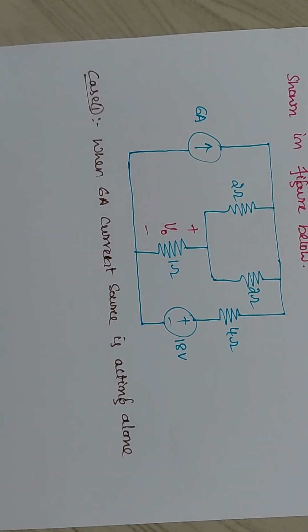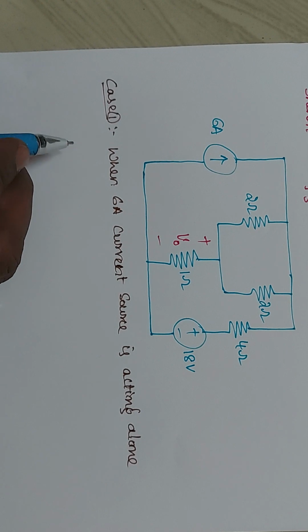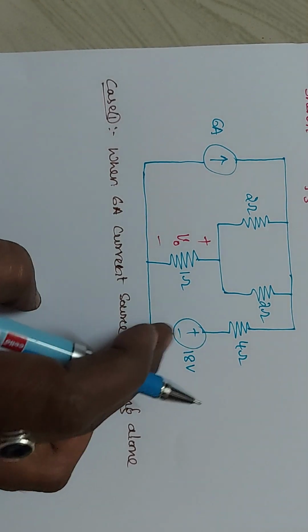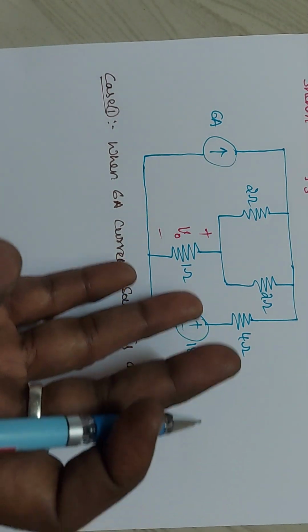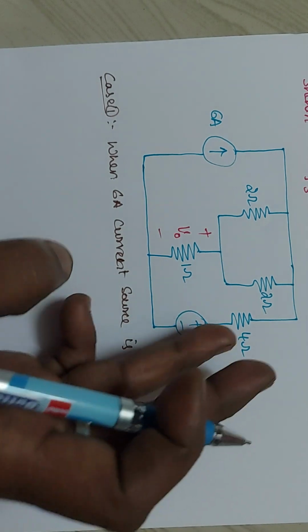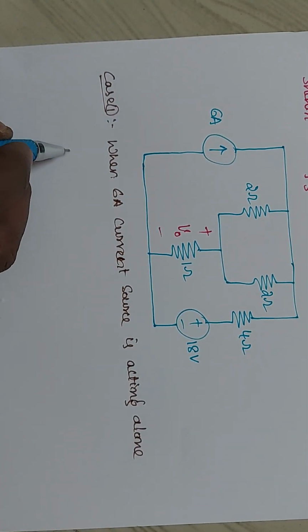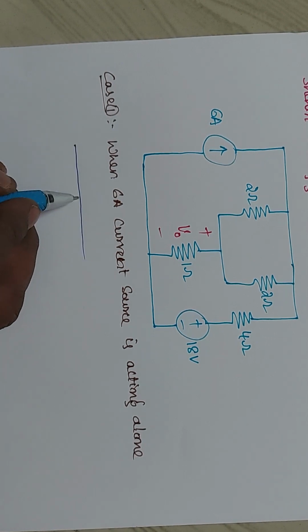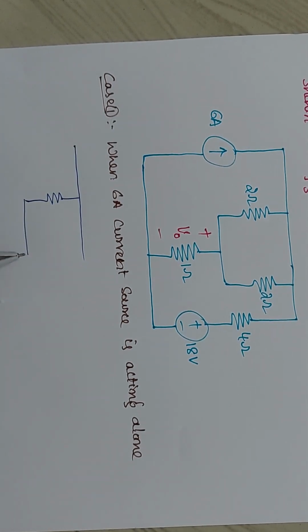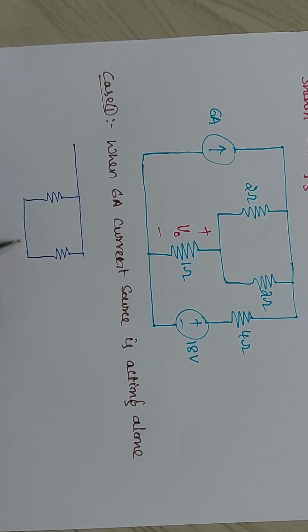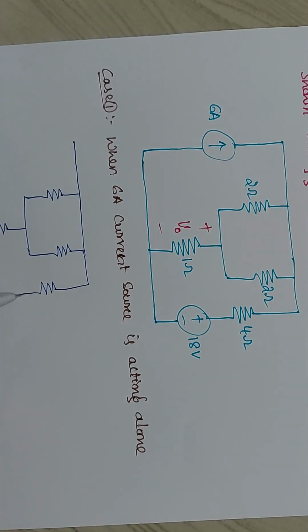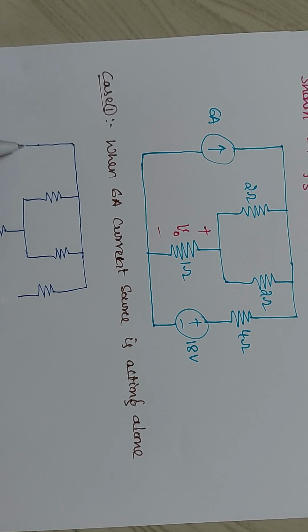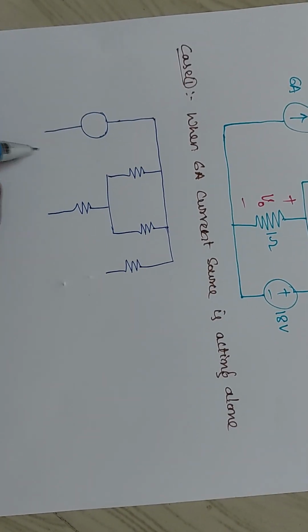Now redraw the circuit with the 6 amperes current source alone, and replace the voltage source with a short circuit, that is its internal resistance. That internal resistance is not given, so you replace it with a short circuit. So this is the circuit. I am redrawing the same circuit but with only the current source.